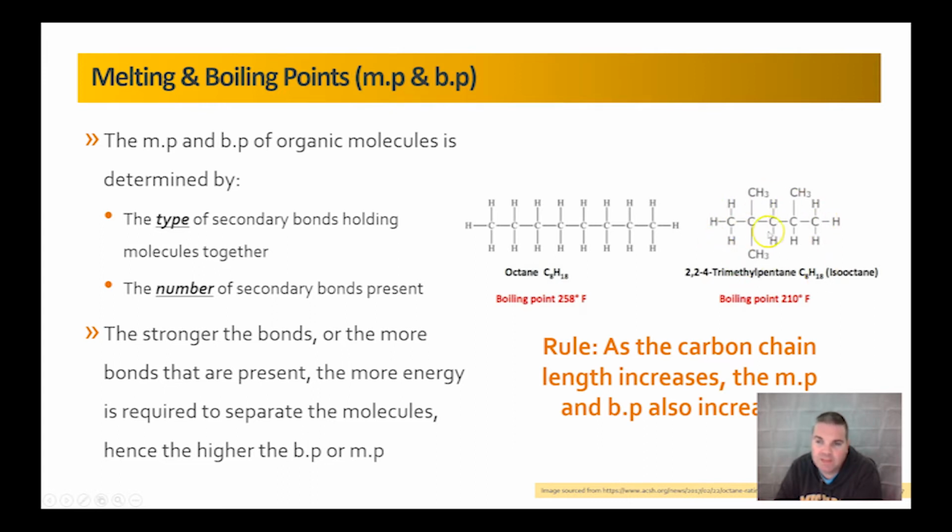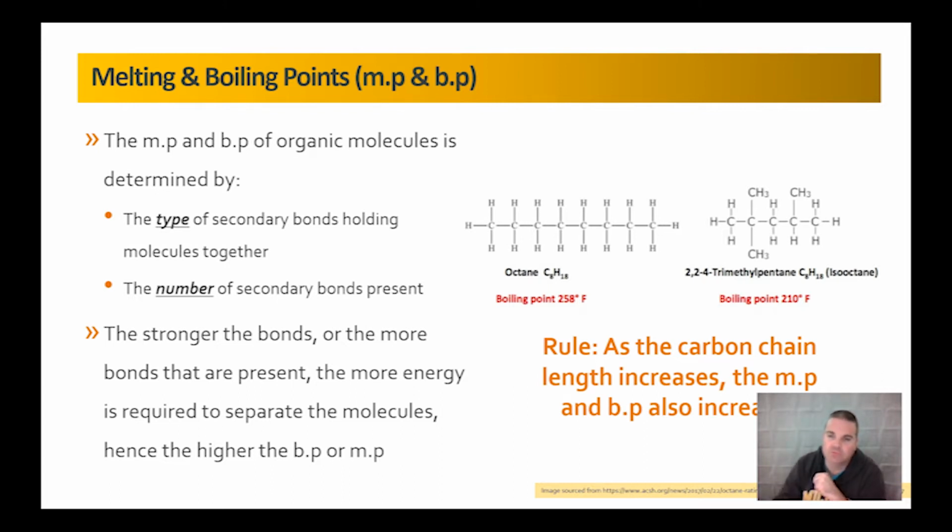In 2,2,4-trimethylpentane, however, when you put another molecule on top of this, you get these bigger methyl groups here. These methyl groups prevent the chains from stacking as closely together as they could in octane, and so you get less secondary dispersion bonds forming and hence a lower boiling point.